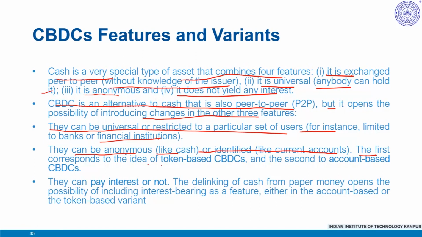The cash feature corresponds to the idea of token-based CBDCs, and the second, account-based CBDCs, like current accounts. They can pay interest or not. The delinking of cash from paper money opens the possibility of including interest bearing as a feature either in the account-based as well as in the token-based variant.